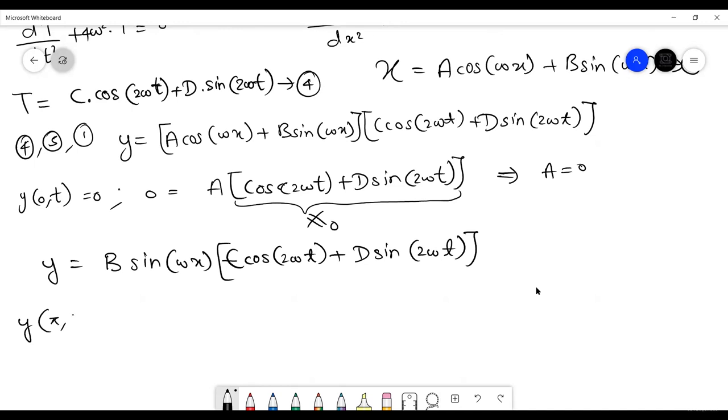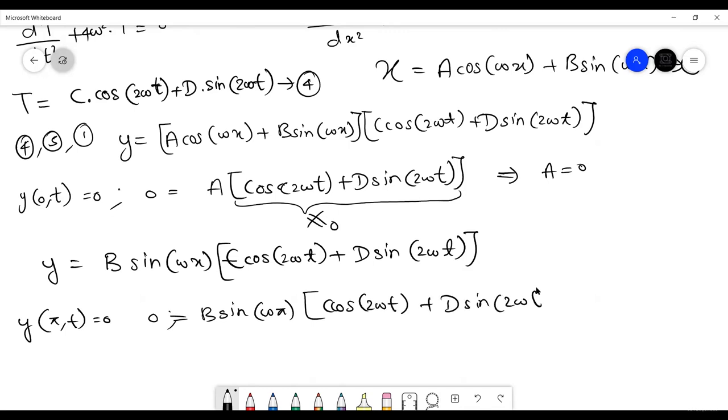So that is y(π, t). If you substitute, 0 becomes B sin ωπ (C cos 2ωt + D sin 2ωt). We are substituting only for x, isn't it? We already know the time part cannot be equal to 0. Again, if B is equal to 0, then the entire PDE becomes 0, our y becomes 0.